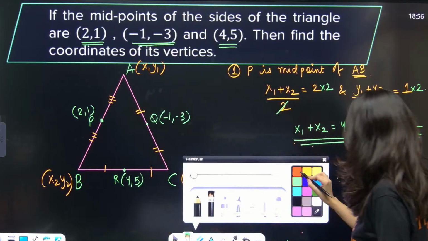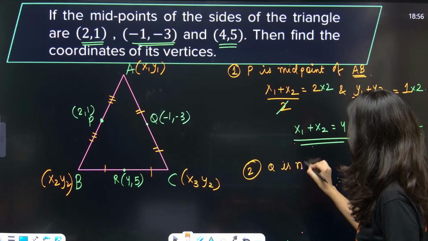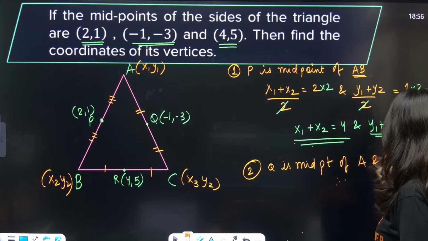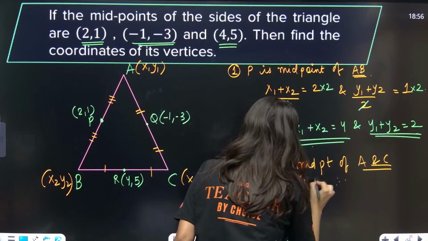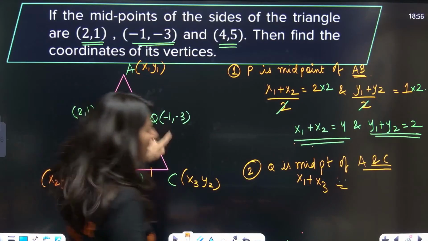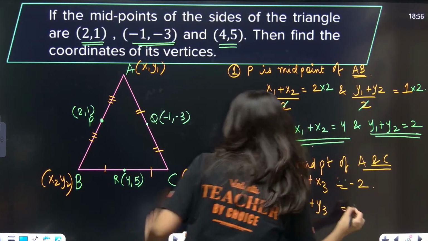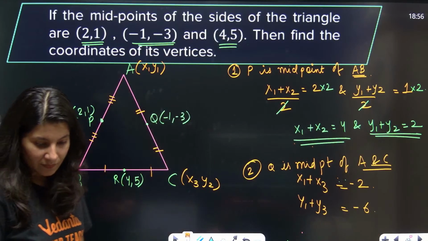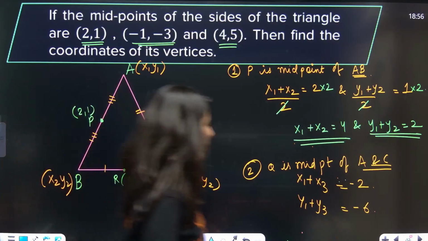Now second thing. Q is midpoint of A and C. Now directly I am going to write, (x1 plus x3) by 2 is minus 1. So this is directly minus 2. And y1 plus y3 is double of that, so directly I am writing minus 6. Is it correct? Yes? Everybody getting it?